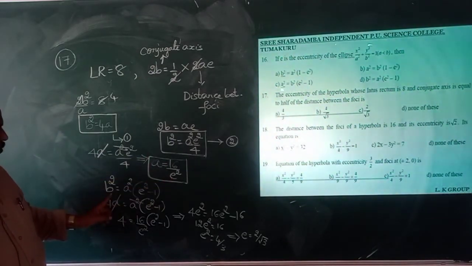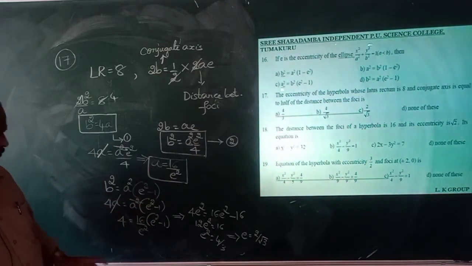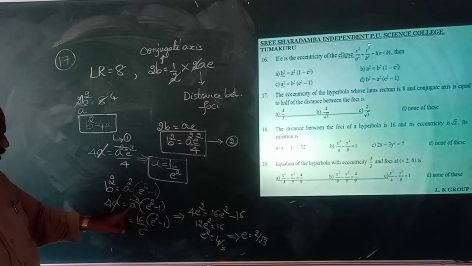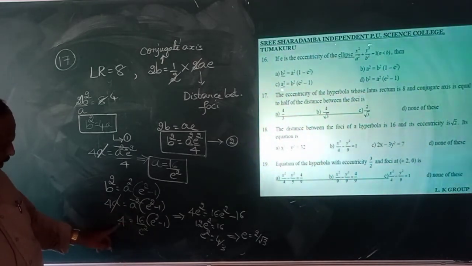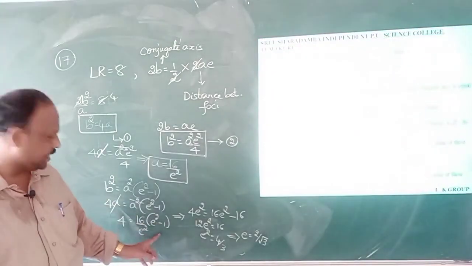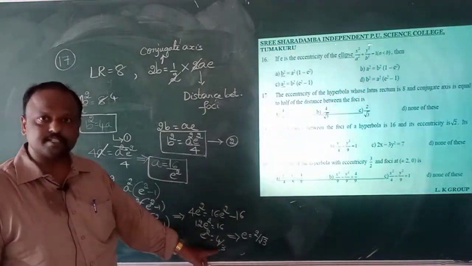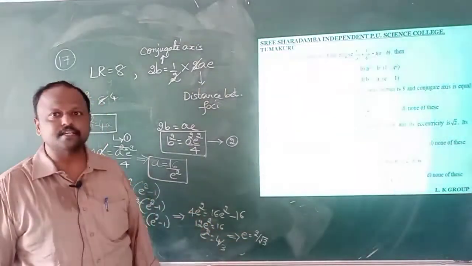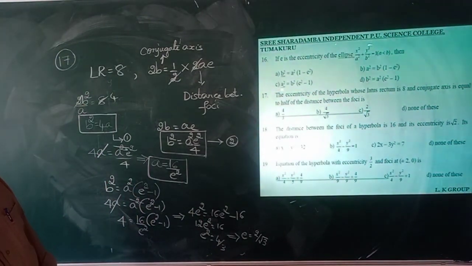Next, b square is equal to a square into e square minus 1. a gets cancelled. 4 is equal to, a value is what? 16 by e square. Cross multiply this. 4e square is equal to 16e square minus 16. After simplification, you will get e square is equal to 4 by 3. e is equal to 2 by root 3. So 2 by root 3, nothing but option C is the answer.